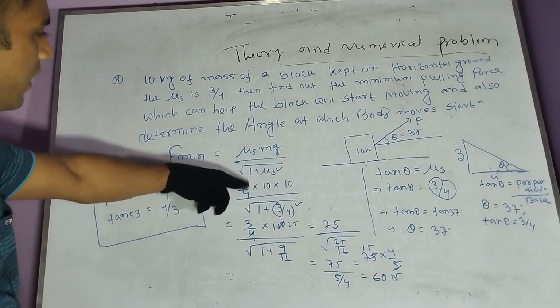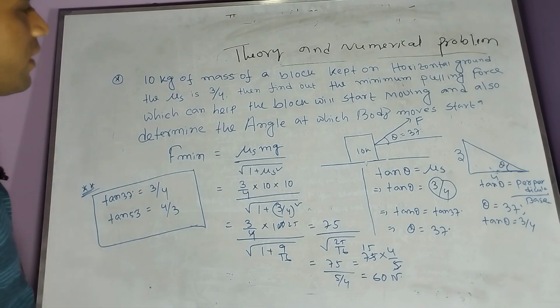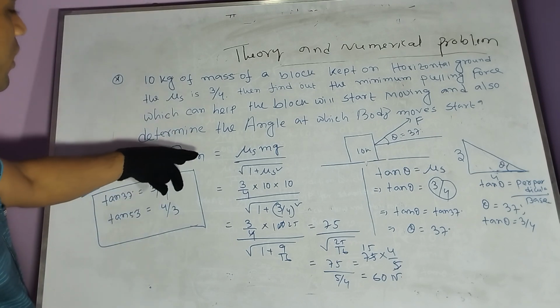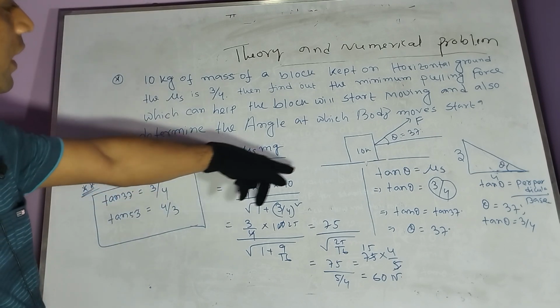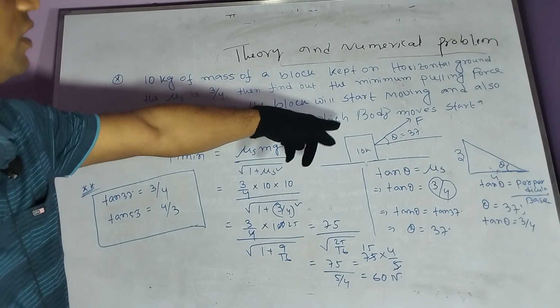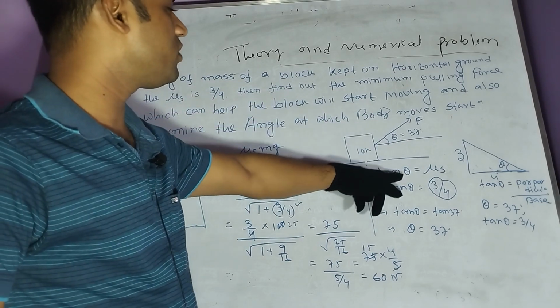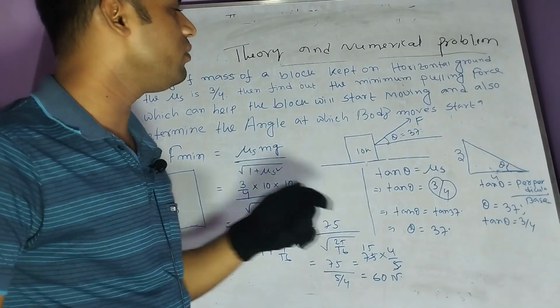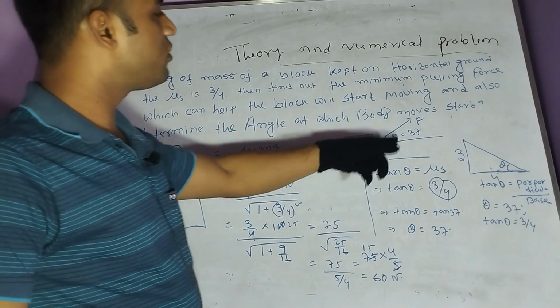The minimum force equation is directly given from the equation. No block diagram, no explanation. This is the quick method for the minimum pulling force equation, where the pulling force makes an angle theta with the horizontal component. The determination process completely uses tan theta is equal to mu s. This is the limiting condition. Mu s value is given.